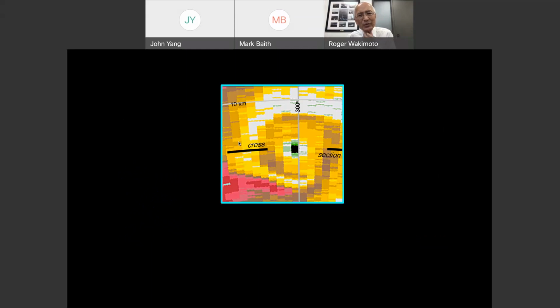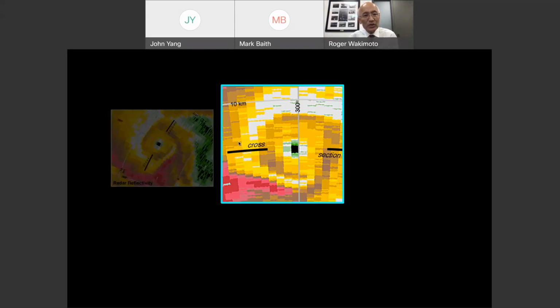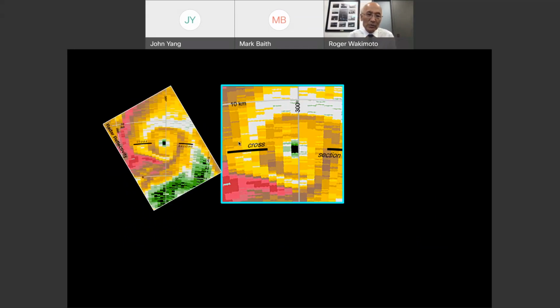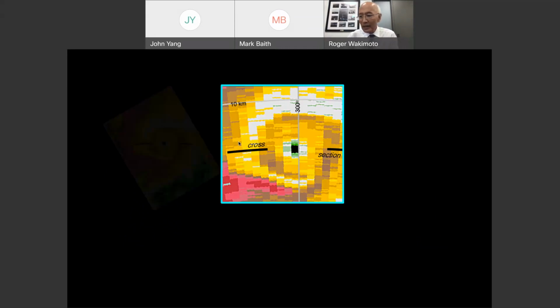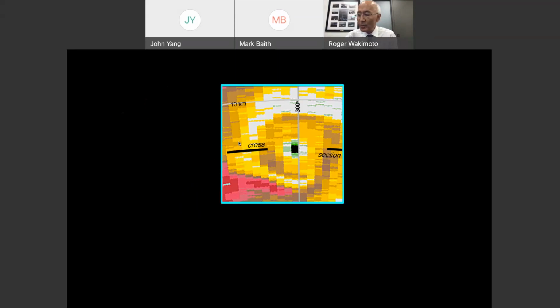Let me show it to you in a different way. This is a hook echo you've already seen. This is what I showed earlier. All I've done is rotated and enlarged it, and you'll understand while I rotate it in just a second. The black line represents the cross-section, the photogrammetric cross-section, and let me show you that now.